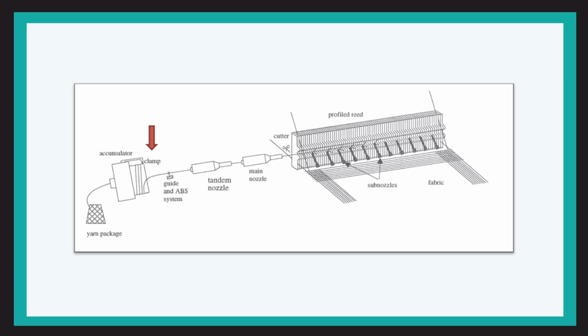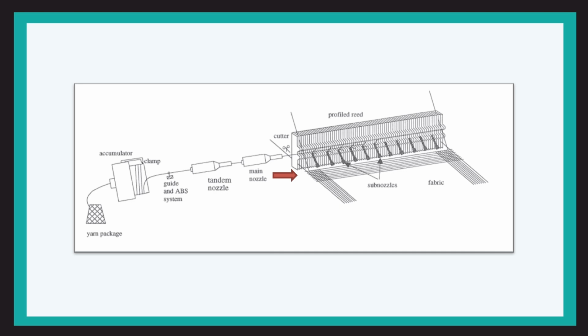When the two nozzles are turned on, the yarn is released from the stopper. And once the required amount of yarn is drawn, the stopper closes. The tandem and the main nozzle together give the initial acceleration to the yarn.